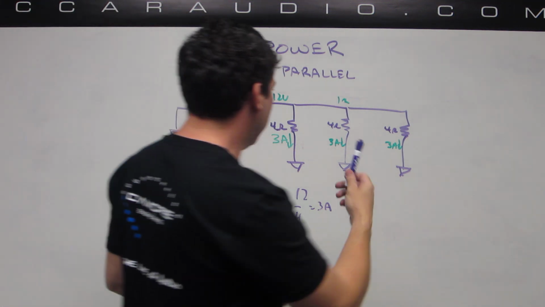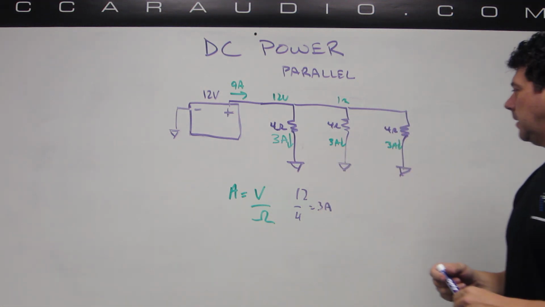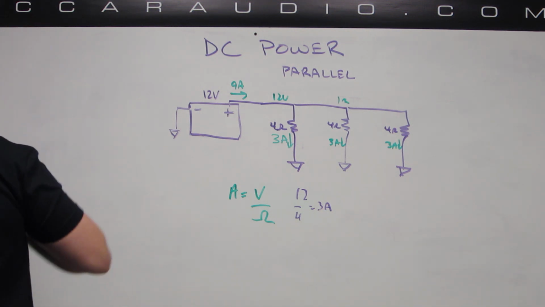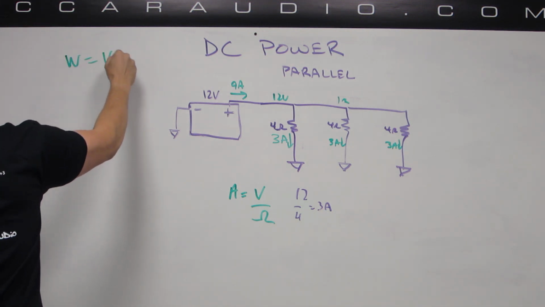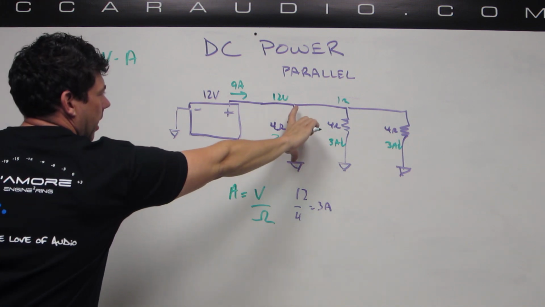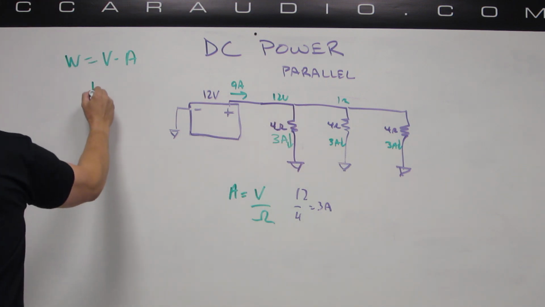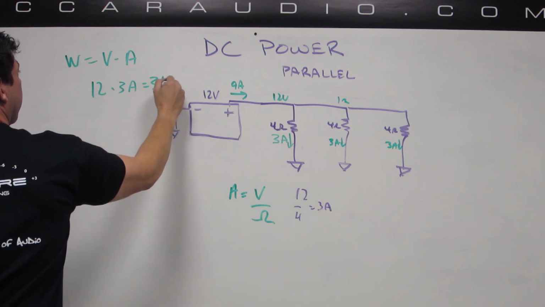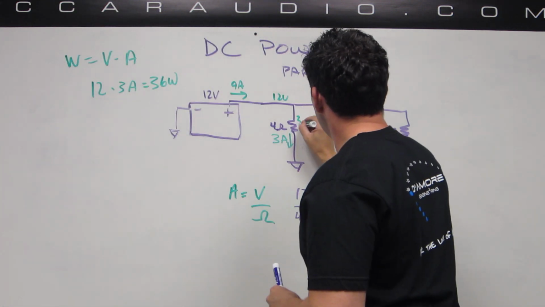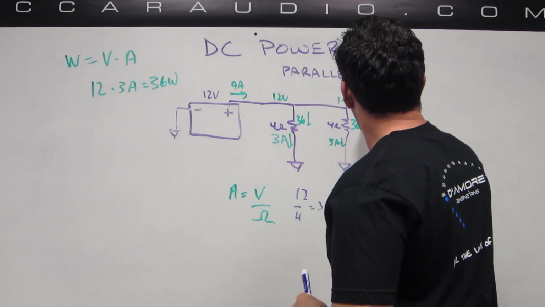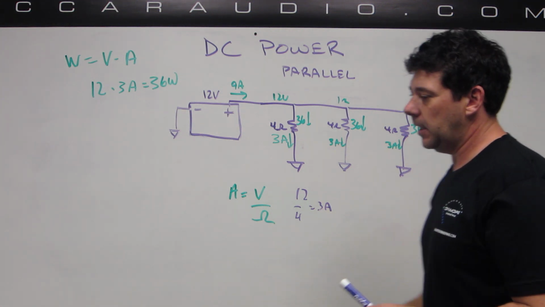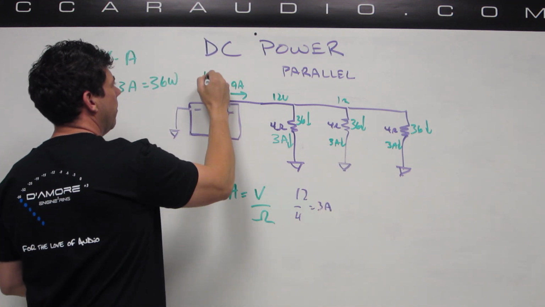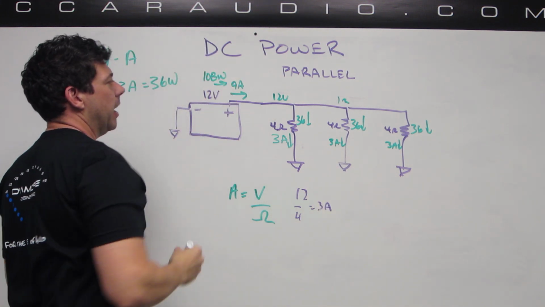How about power? How much power is in these loads here? Well, for this one we'll do power equals volts times amps. Voltage across this resistor, there's 12 here and 0 here, so 12 volts. The current is 3 amps, 36 watts. So each of these has 36 watts of power being dissipated in the resistor for a total of 108 watts coming out of the battery.